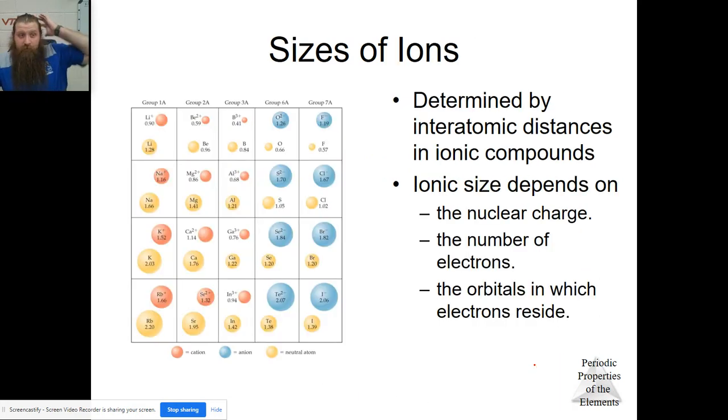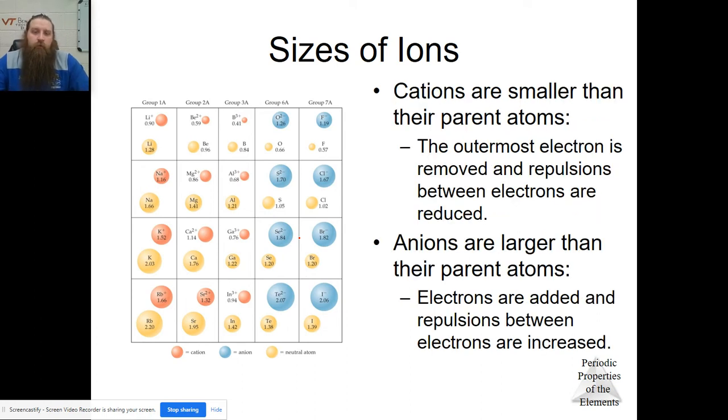And when we look at the sizes of ions, or ionic radii, it's again determined by interatomic distances between those compounds. So it's going to depend on the nuclear charge, on the number of electrons, and on which orbital the electrons are in. That's actually important. Something we can take away from this is that cations are going to be smaller than their parent atoms. And last year we just said, yeah, they're losing electrons. So that makes sense, right? They can get further apart.